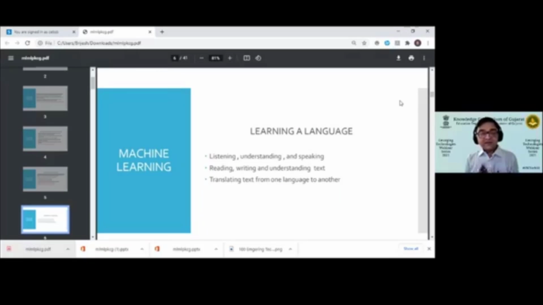So now let's come to the focus of today's talk, that is learning a language. We want to explore the natural language processing problems which can be solved through machine learning. So let's talk about some language related problems which are classical machine learning problems. Learning a language includes listening, understanding and speaking, reading, writing and understanding text, and translating text from one language to another. All these are considered very difficult problems.